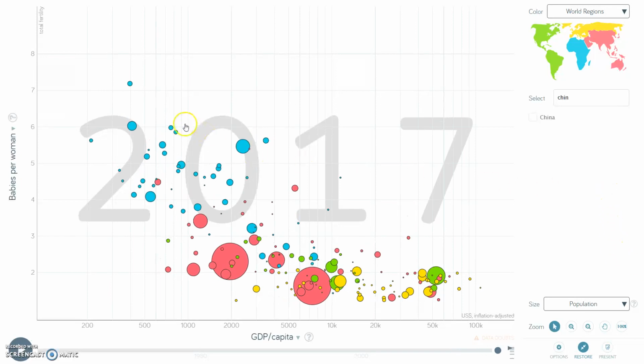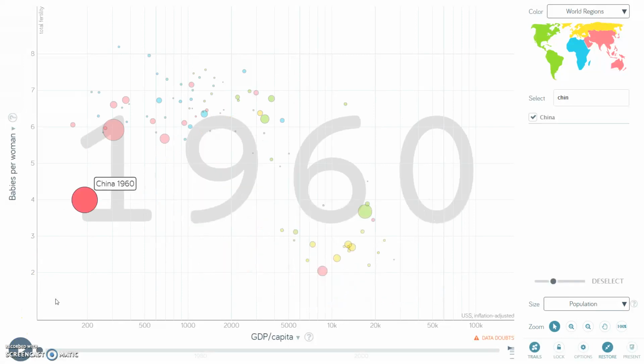So you can see this line here. As all of these countries get richer, as the people in the countries get richer, there's a higher gross domestic product per capita, more money per person. The number of babies per woman starts shrinking, going down to just about 2, which is the number of children needed to sustain a population.